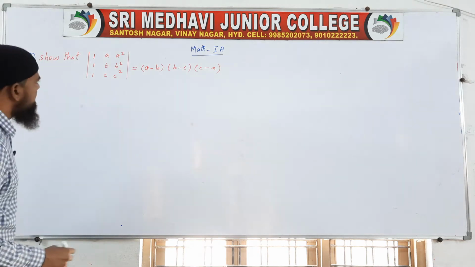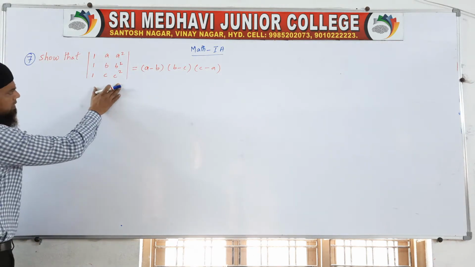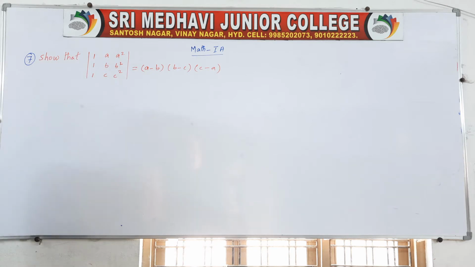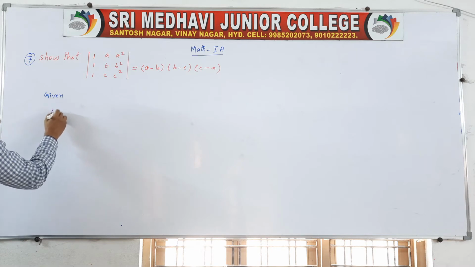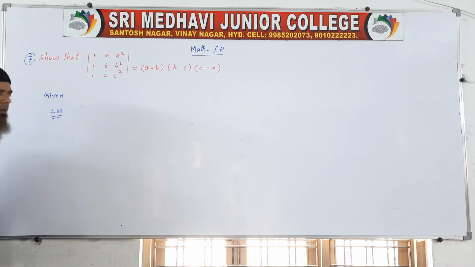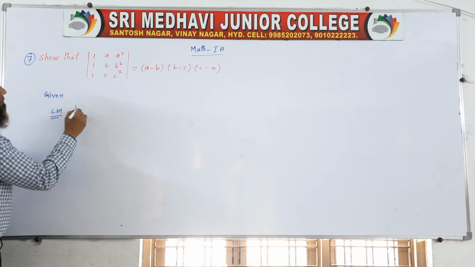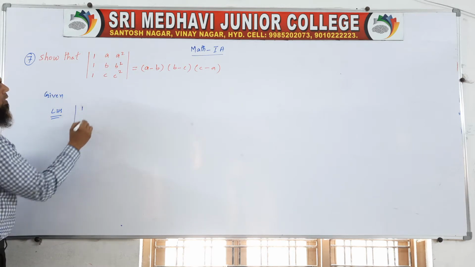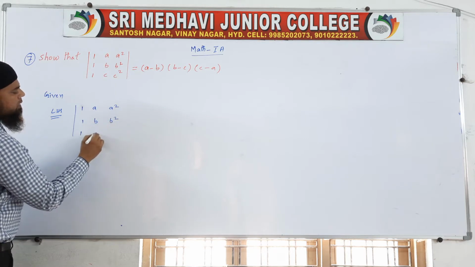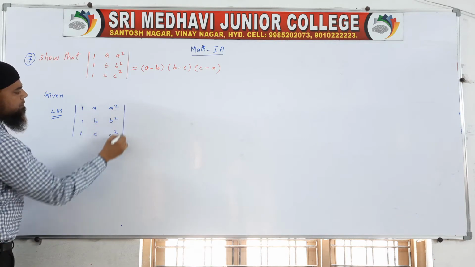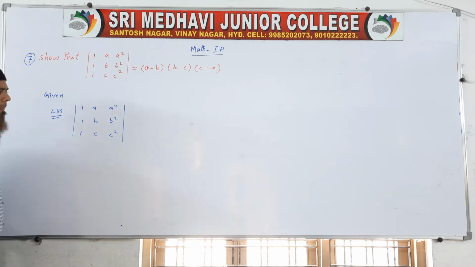This is problem number 7 here. Show that this determinant is equal to (a minus b)(b minus c)(c minus a). This is the 7th problem in your paper. Whenever it says show that, we have to take the LHS and write down the determinant: 1, 1, 1, a square, b square, c square. This is the determinant here.